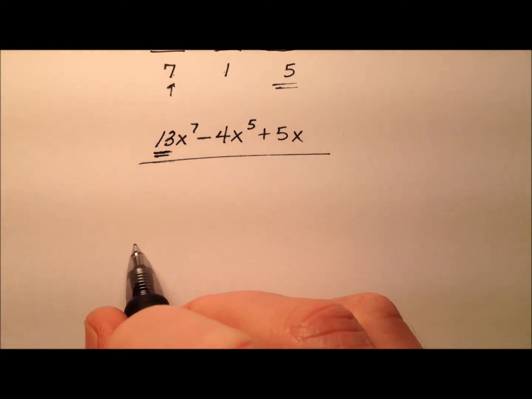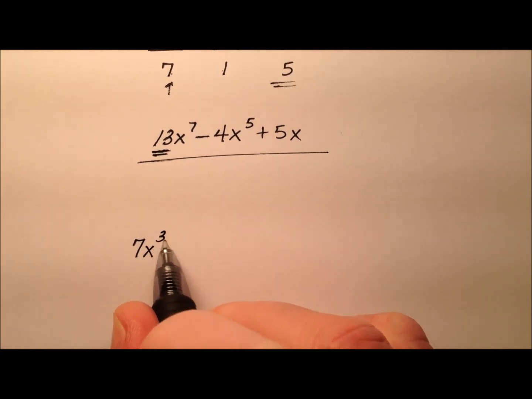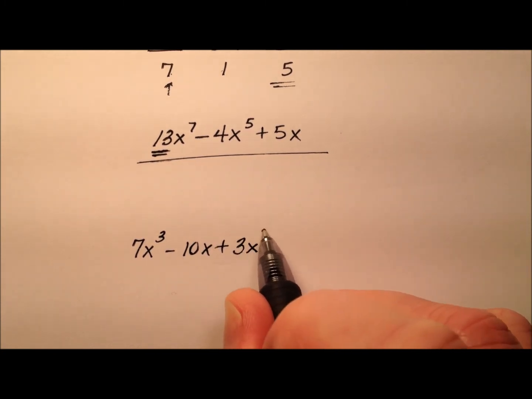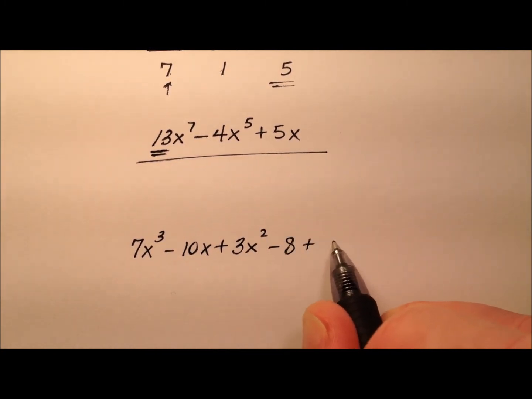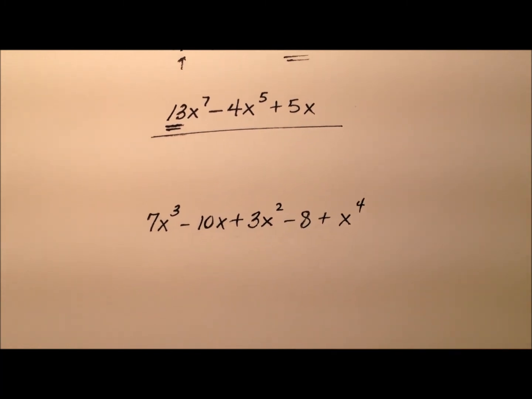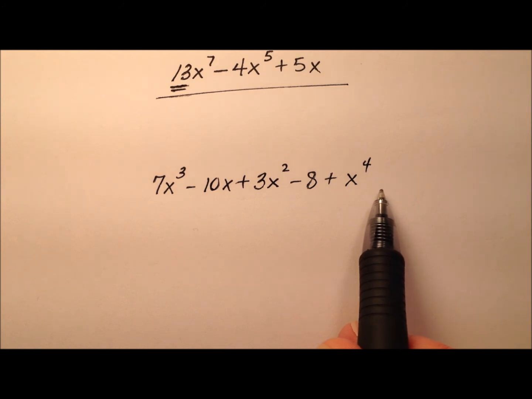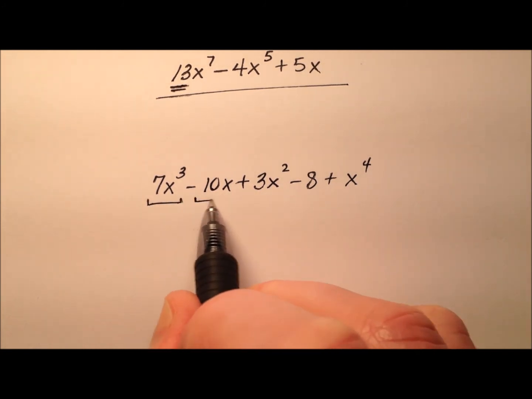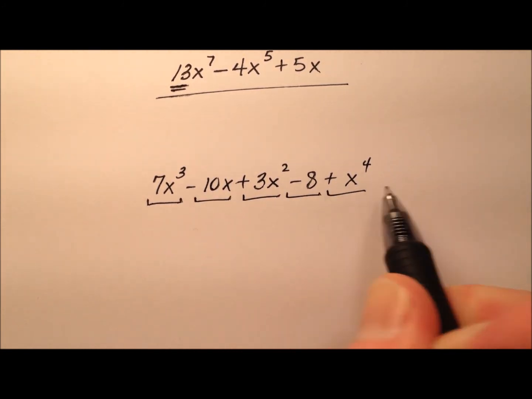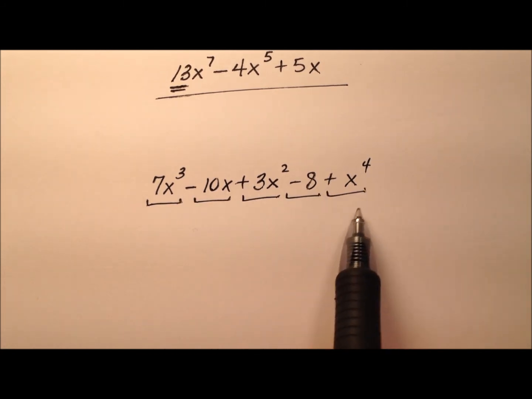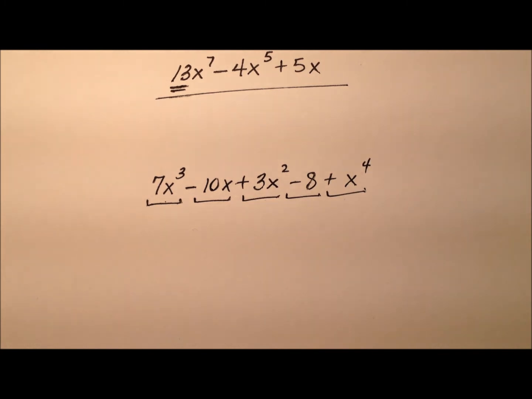So let's say we have something like maybe 7x cubed plus 10x plus 3x squared minus 8 plus x to the 4th. Okay? So we see we have a lot of terms, a lot of different degrees. So let's go ahead and take a look at each one. And how many addition and subtraction signs do we have? 1, 2, 3, 4. So that means we have 5 terms. 1, 2, 3, 4, 5, which we do.